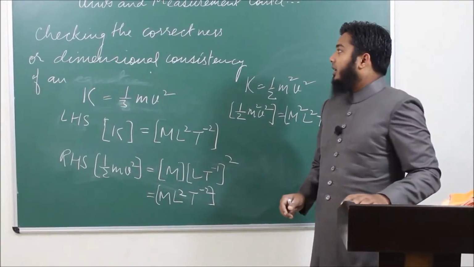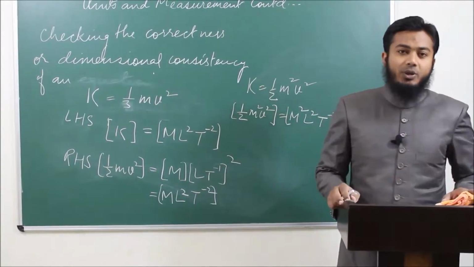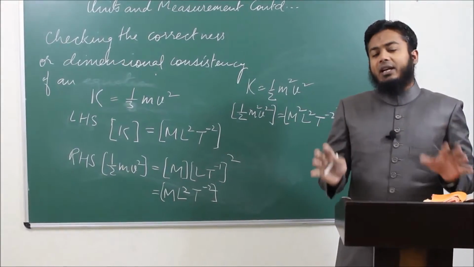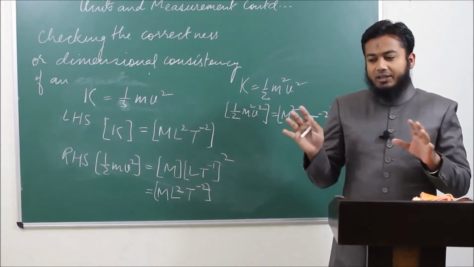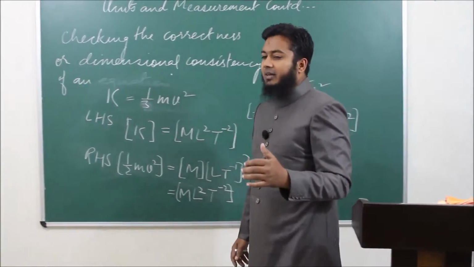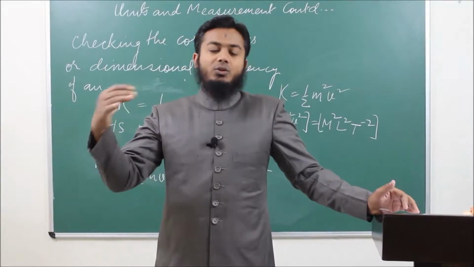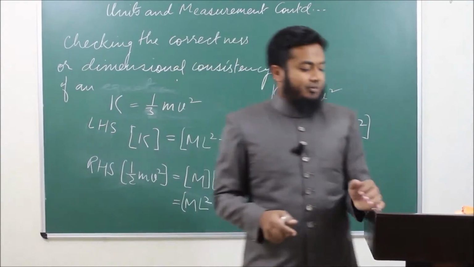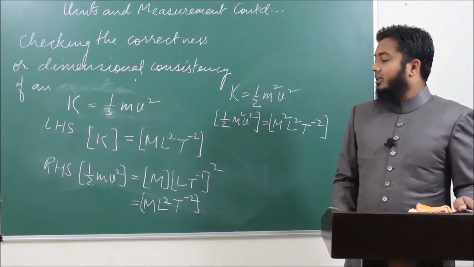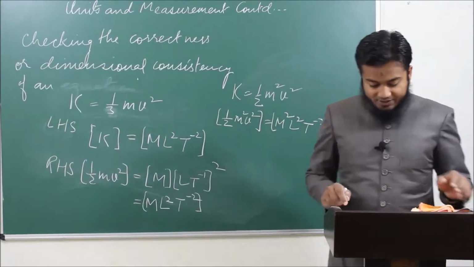So this is how we check the correctness or dimensional consistency of an equation. And it's a good habit to check every dimensional formula that we derive, to check its dimensional consistency. Whenever we derive a formula, it's a good habit to check the correctness, to check the dimensional consistency of the equation. So we will try to keep this practice that after deriving every equation, we will check it dimensionally.